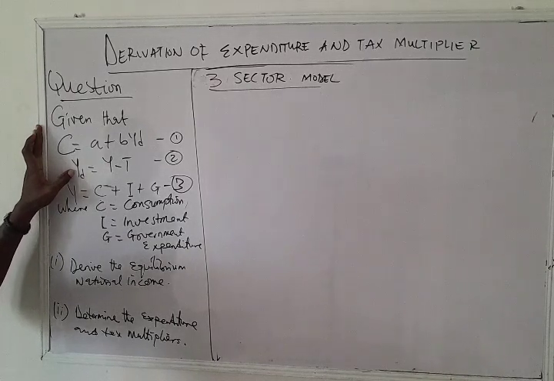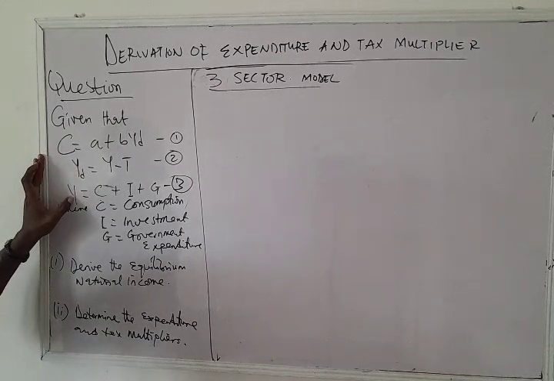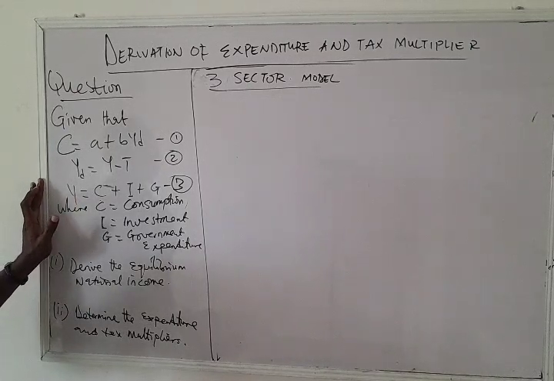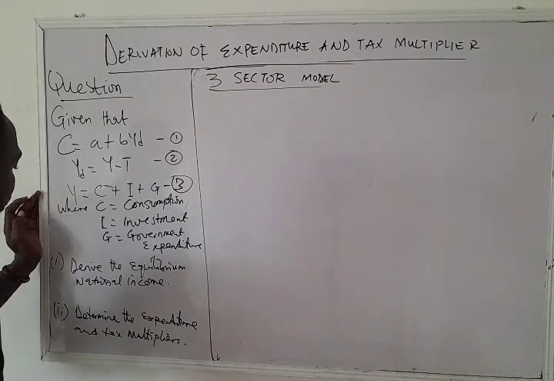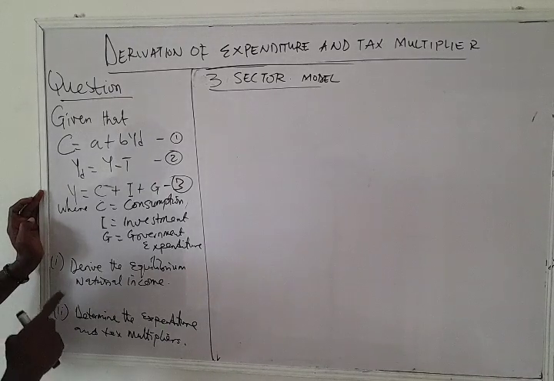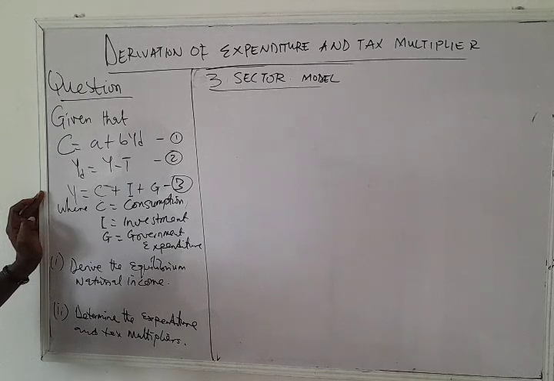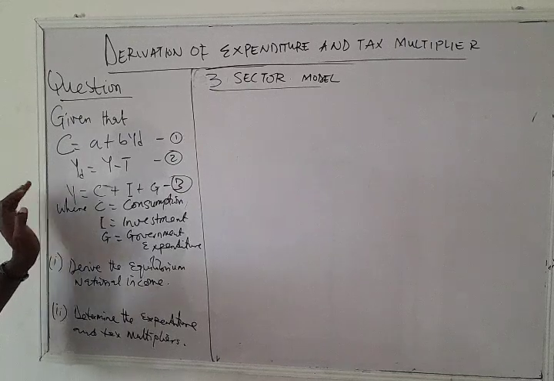YD is thus equal to Y minus T, that's equation 2, and then Y, which is the national income, is equal to C plus I plus G as equation 3. So C equals consumption as usual, I equals investment, and G equals government expenditure. Okay, so the first thing says we should derive the equilibrium national income, and then we should determine the expenditure and the tax multiplier.